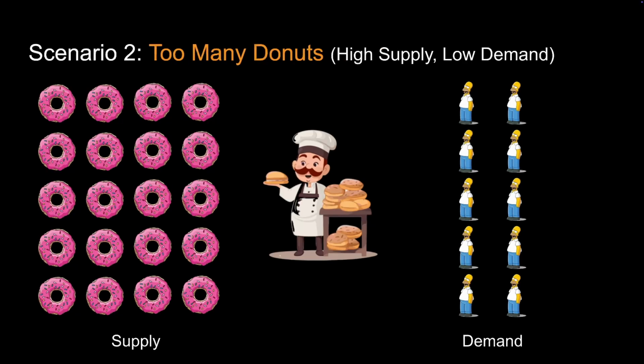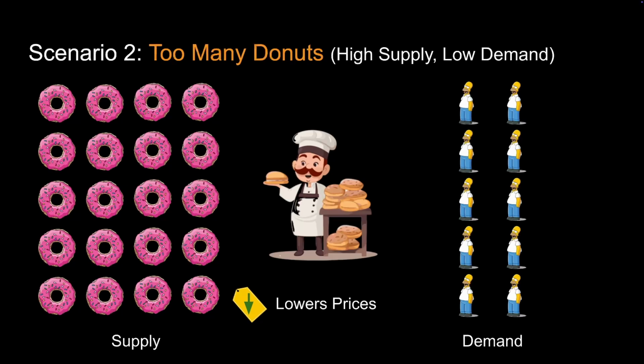Scenario 2, too many donuts. Low demand, high supply. The baker makes 20 donuts each day, but now only 10 people come to buy the donuts. So now there are too many donuts and not enough buyers. The baker doesn't want them to go to waste, so he lowers the price to attract more customers. The price of each donut goes down.